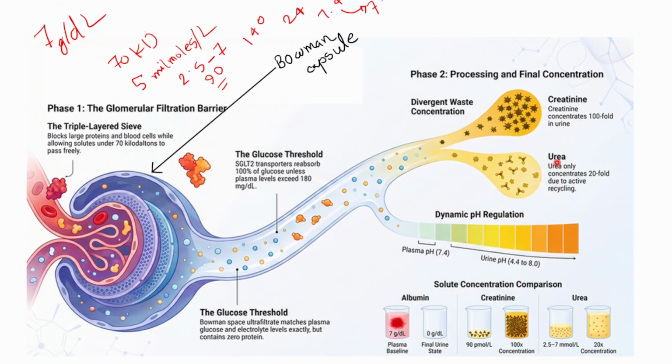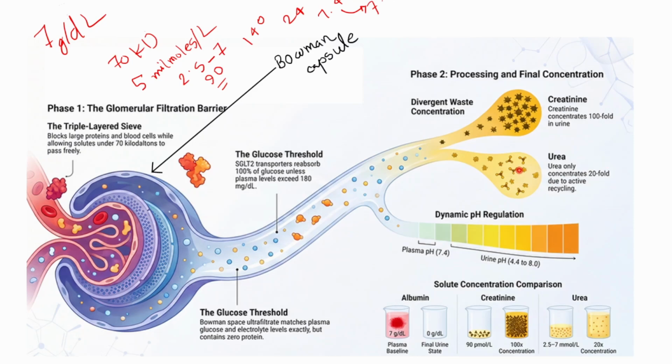In sharp contrast, we position creatinine as an unrecycled waste molecule that is only minimally secreted, meaning its clearance provides a pure proxy for overall filtration. That means you can check the filtration situation by measuring creatinine. That's why sometimes it's called the gold standard test or kidney function test. Because some urea is recycled into the tissue while creatinine remains entirely trapped within the lumen, creatinine is concentrated approximately 100-fold in the final urine compared to plasma, whereas urea is only concentrated 20-fold.